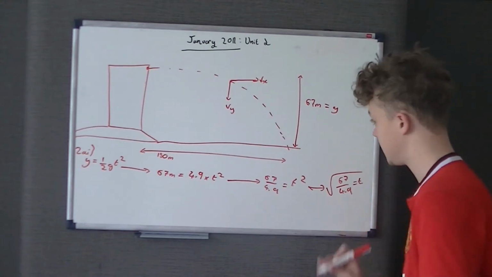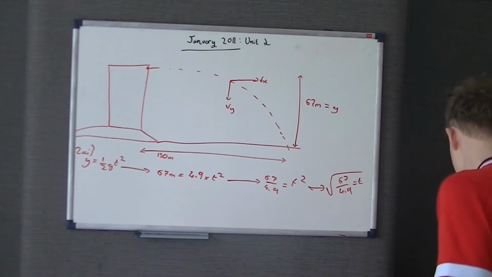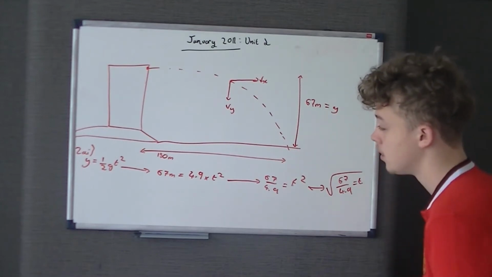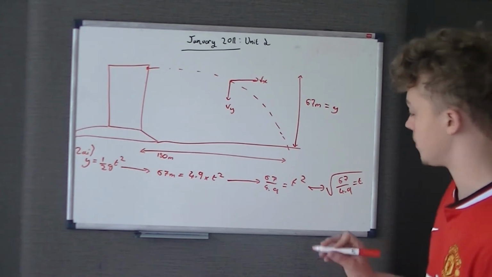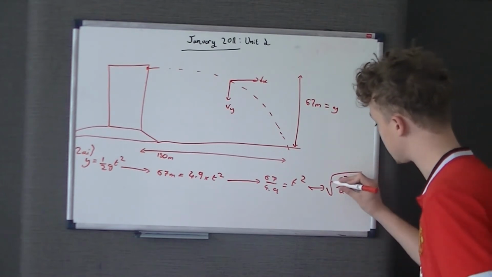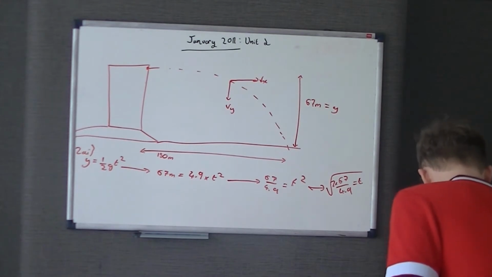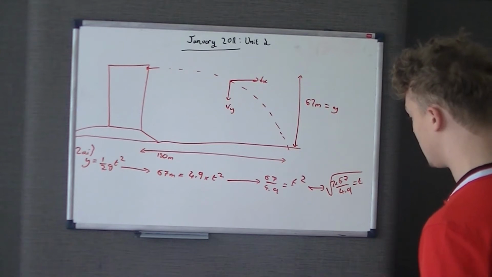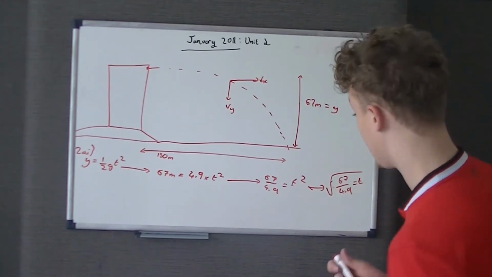And it said t should equal 3.7 seconds. Sorry, I don't know why I've done it. It should be 2 times 67, sorry, over 9.8. Actually, no, that would work as well, sorry. So, yeah, that would work.